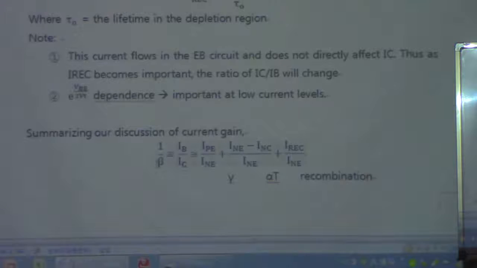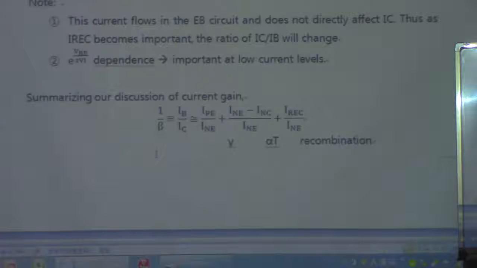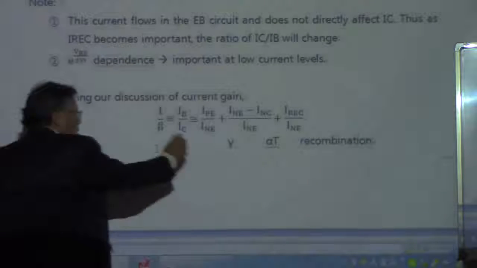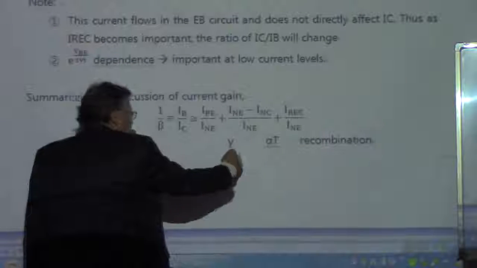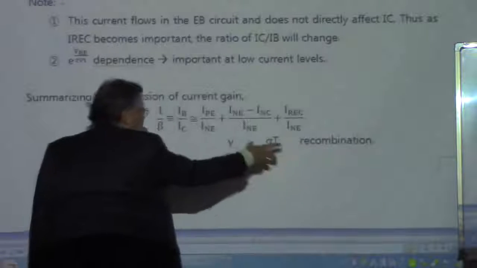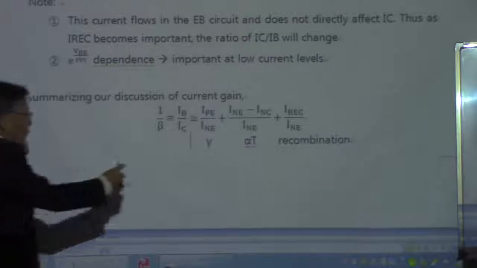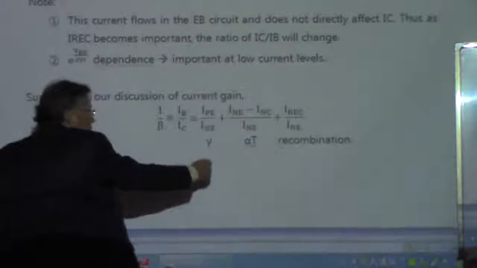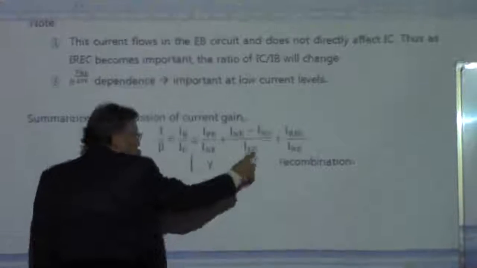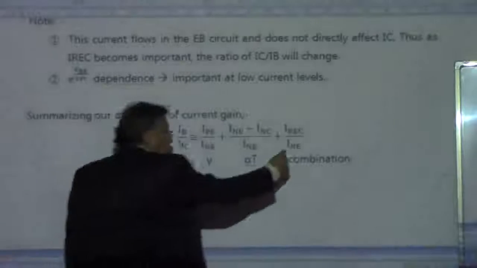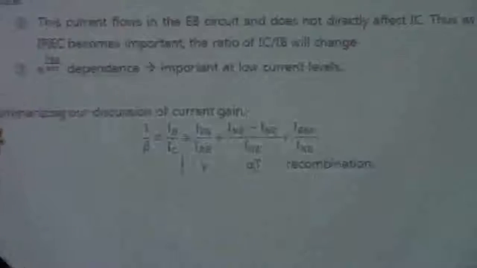Now summarizing our discussion, the current gain as a total is going to be a summation of these. The efficiencies, the transport number, and the recombination, all those things have to be put together. That is related to the efficiencies, and that equation is related to the transport number, and this one is related to recombination.